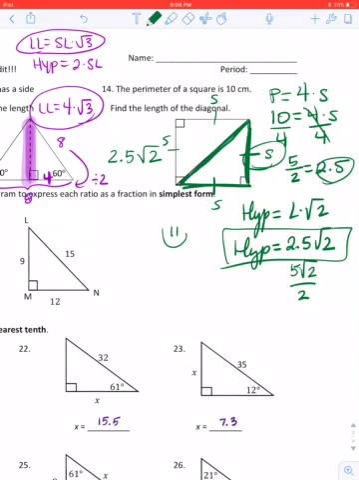Make sense? Question mark? Wonderful. Okie dokie then.